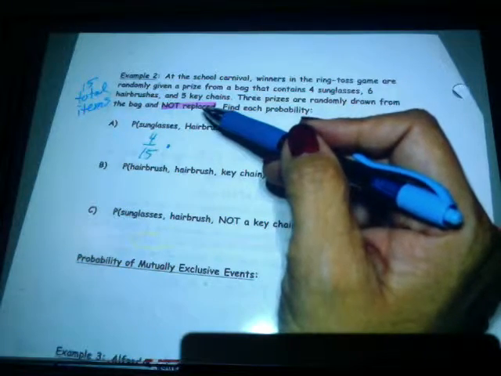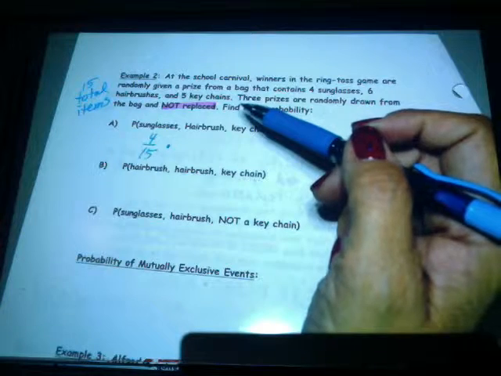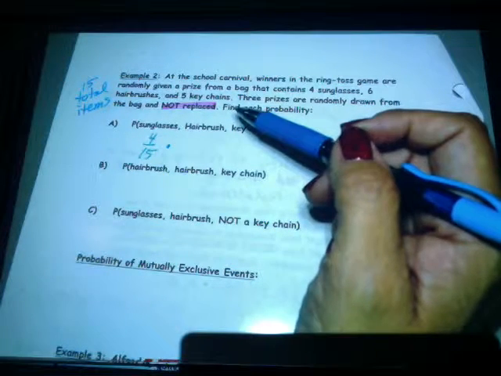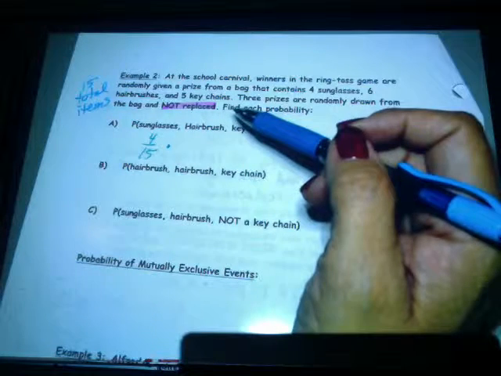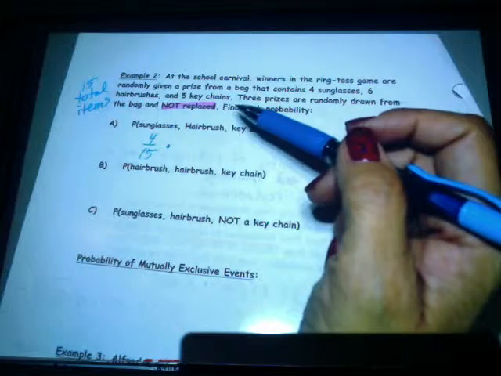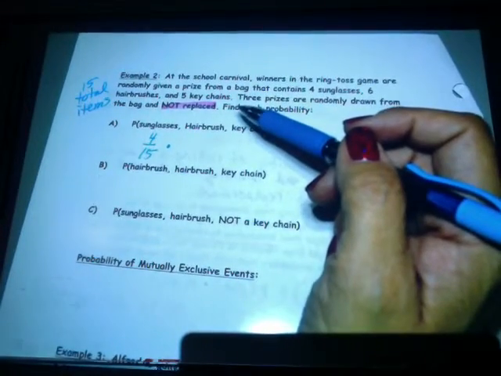I'm going to multiply that by the probability of a hairbrush, but I'm not replacing it, which is good because if I pull out a pair of sunglasses and give it to the kid and say, oh no, wait a minute, we need to take that back, do you think they'd be upset? They'd start crying, for the most part, or they'd kick me in the shins, one of the two. They wouldn't be happy. So we pull it out and give it to them, right?